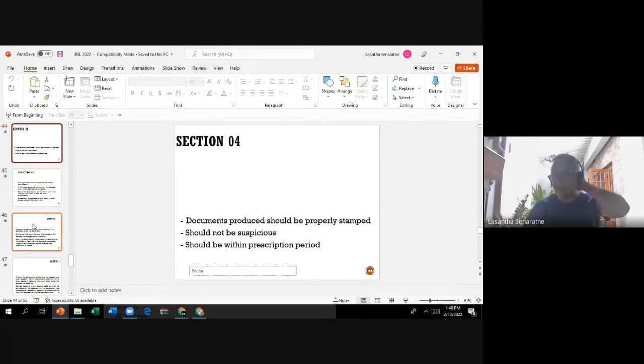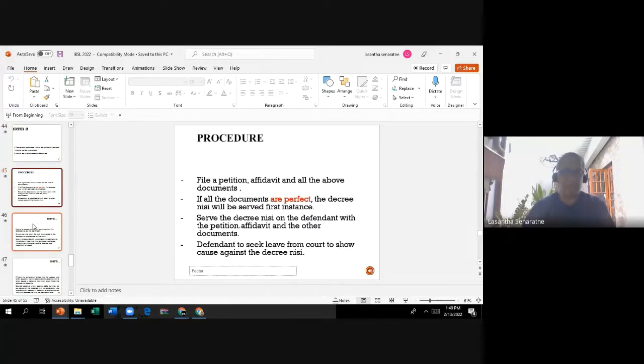So from the last date of default, depending on the instrument, you will have a certain prescriptive period. You need to ensure that you file within the prescriptive period. Otherwise, your claim will be thrown out. So the procedure: file a petition, affidavit and all the documents. If all the documents are perfect, which is the challenge, the decree nisi will be served in the first instance.